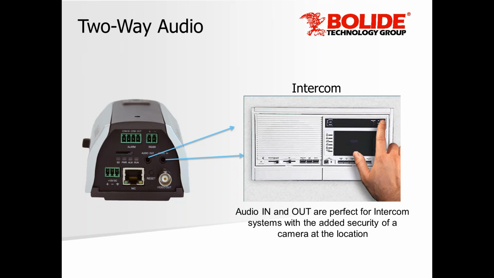So let's take a look at the two-way audio. This is a perfect situation where you would need an intercom. You have something at the front door where you want to be able to see who it is that is ringing your doorbell, but you can also have a conversation with them before you let them into the house or the location.